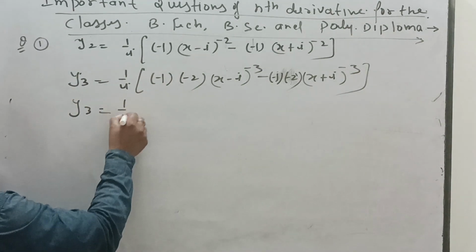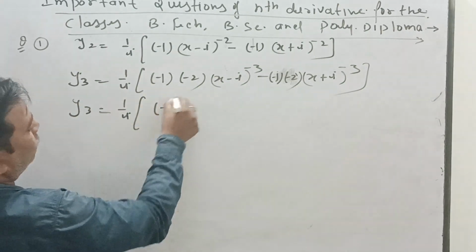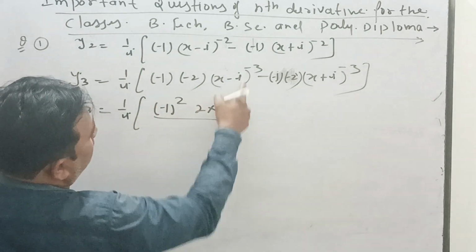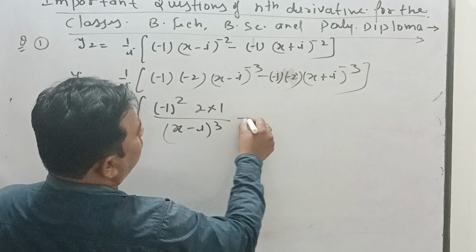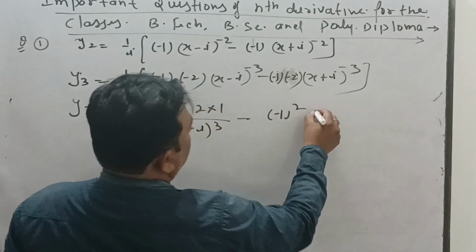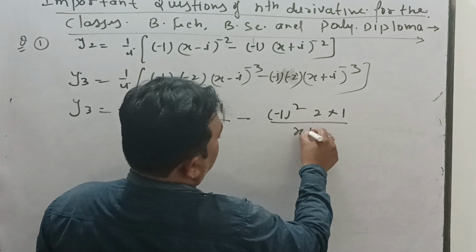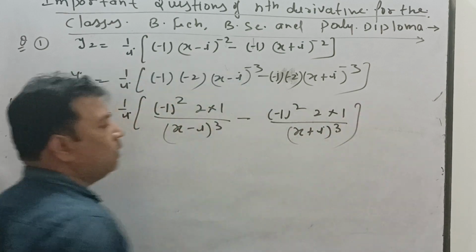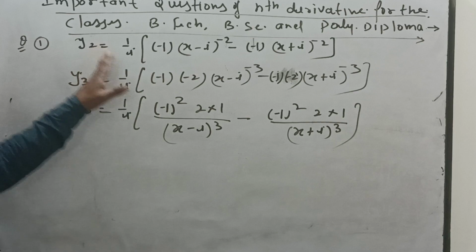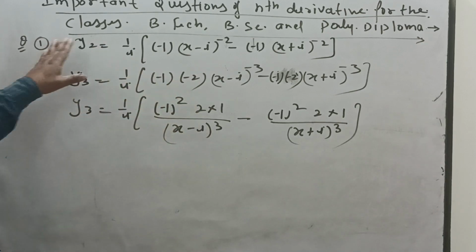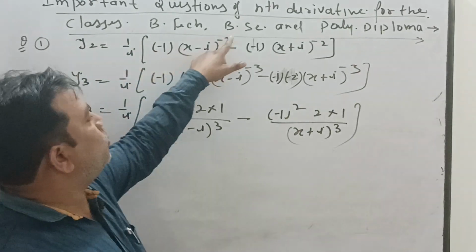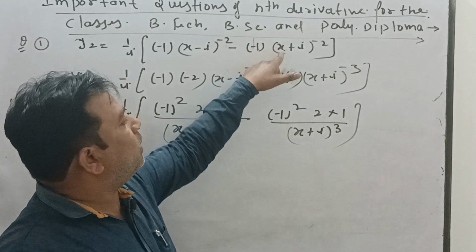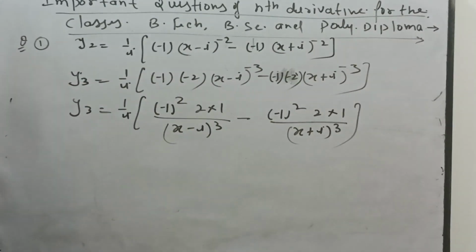1 upon i, write the value of minus 1 to the square into 2 into 1 divided by (x minus i) to the power of 3. Again, a similar process for this: minus 1 to the square, 2 into 1 divided by (x plus i) to the power of 3. Now we see a similarity here: differentiating these functions 2 times, you write minus 1 (x minus i) to the power minus 2 and minus 1 (x plus i) to the power minus 2. Again differentiating this function 3 times.